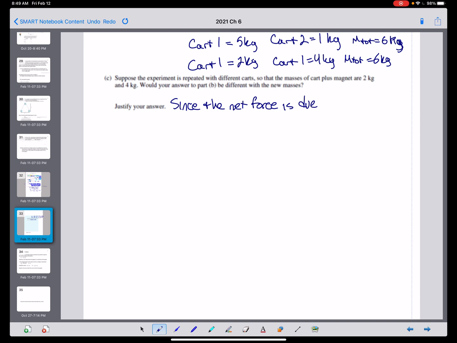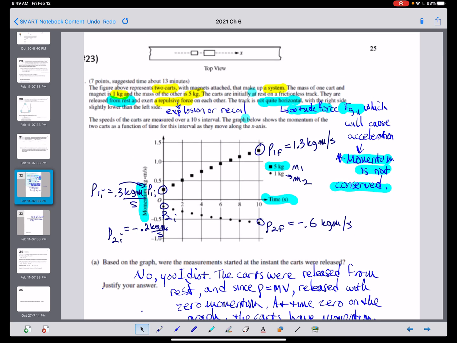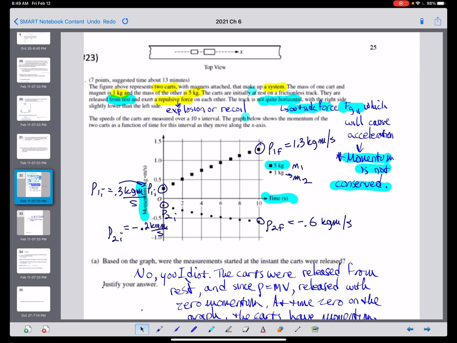Since the net force is due to the track not being level. I know it's not a ramp; I used the wrong word. It was a frictionless air track. We haven't used them all year because of the coronavirus closure. Let me look at the word they used, to be consistent with the language. The figure says frictionless track, so we'll just call it a track.